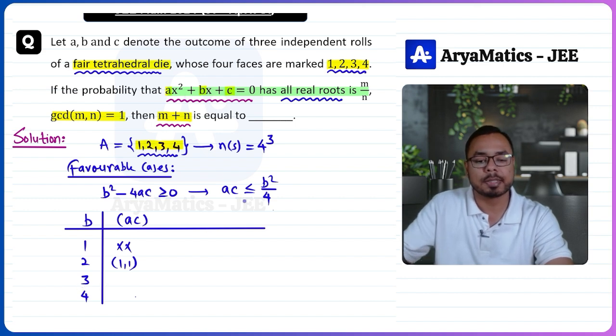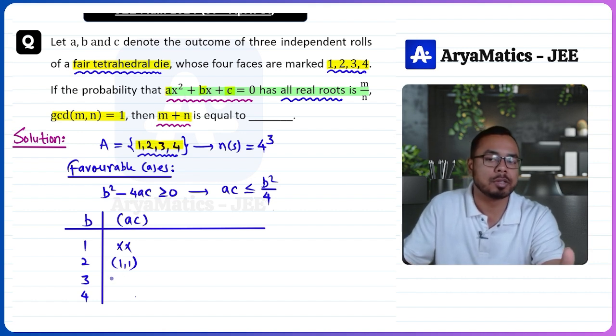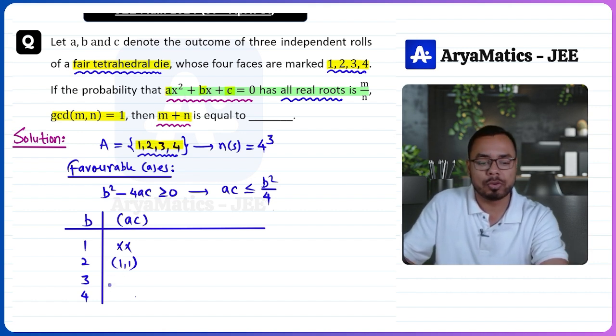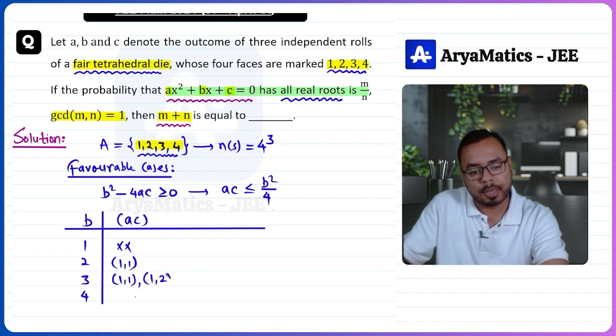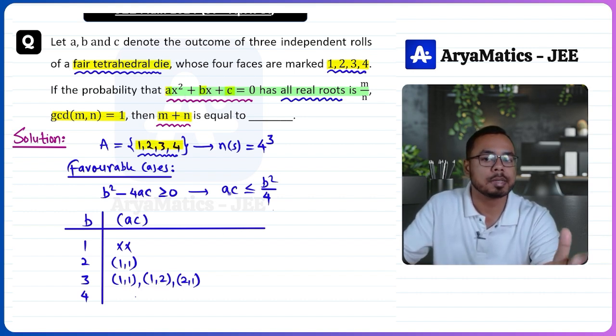Similarly, if I take B as 3, then the condition that we need to satisfy is that AC should be less than or equal to 9 by 4. 9 by 4 means 2.25. So A into C should be less than or equal to 2 point something. One possibility is we can take A and C as 1, 1. Another possibility, A is 1 and C is 2. Next possibility, we can have 2, 1. So these are the three possibilities. We cannot make 1, 3 because in that case AC will become more than 2.25.